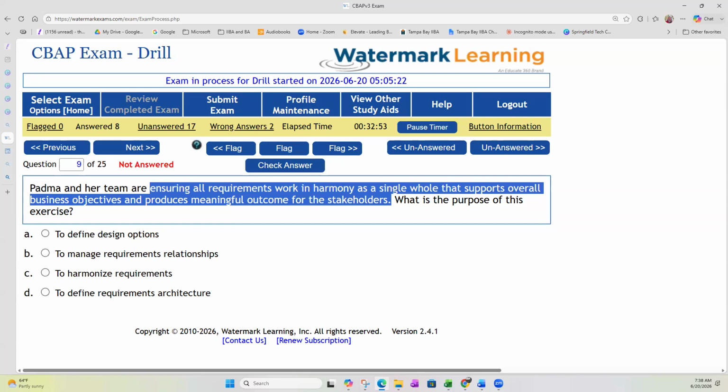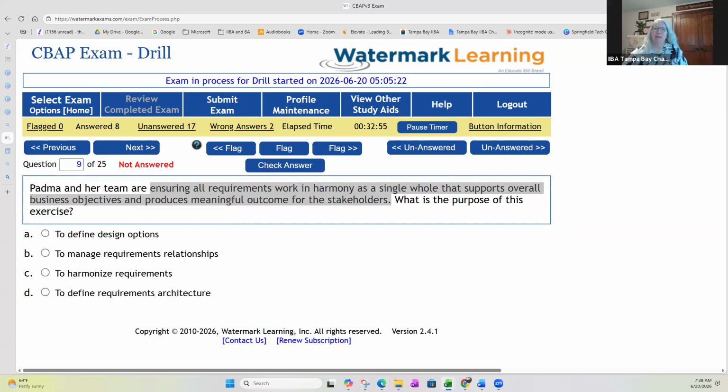Validate. Okay. And the purpose of this exercise, is it to define design options, to manage requirements relationships, to harmonize the requirements, or to define requirements architecture? No, it's the requirements architecture phase. Yeah, to define requirements architecture.